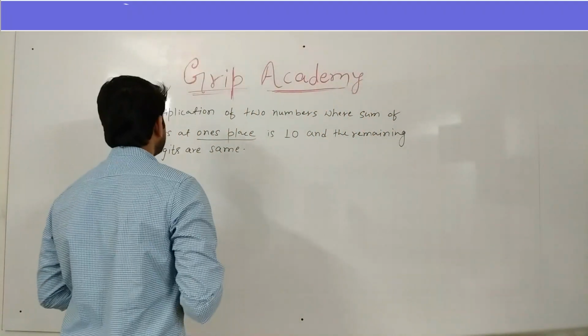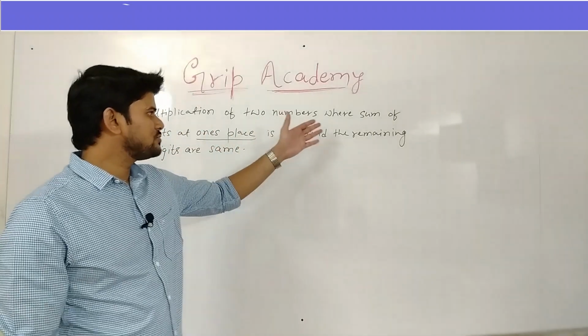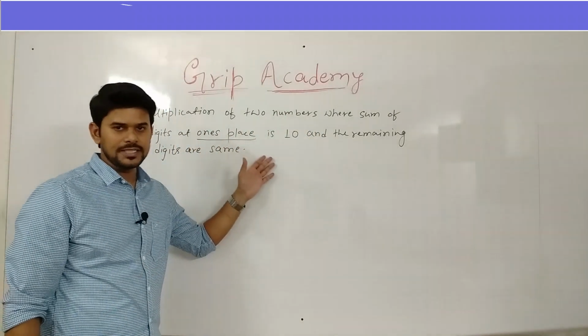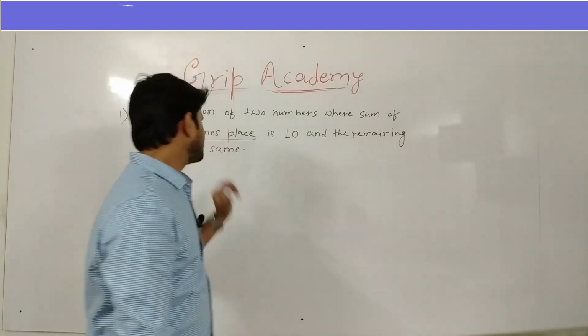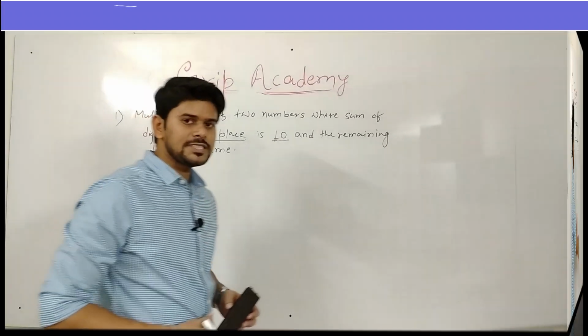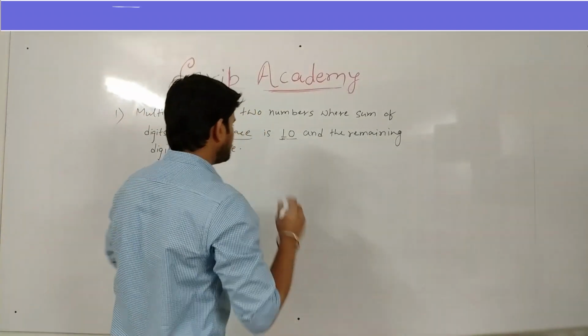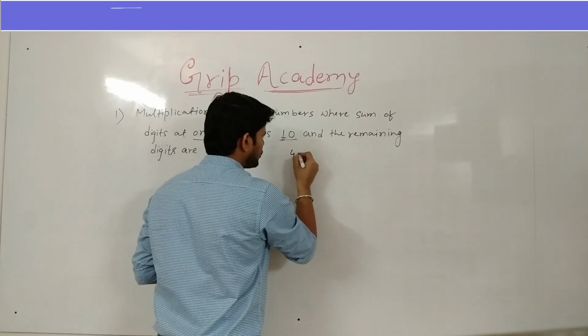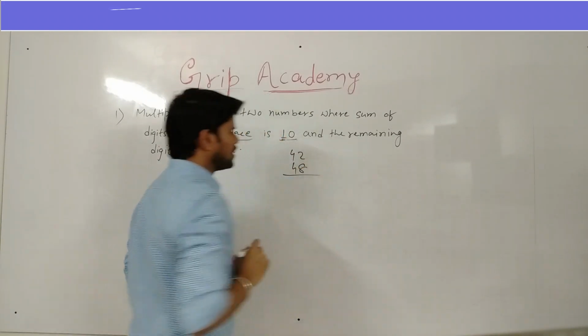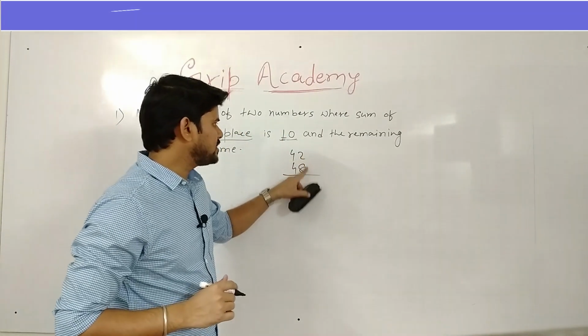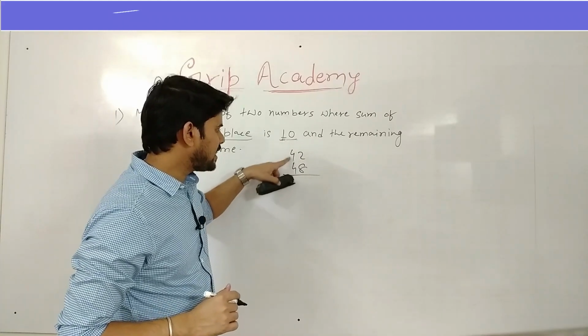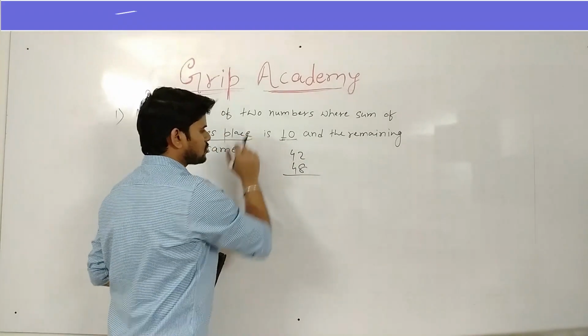So guys, the first trick is how to multiply two numbers where the sum of digits at one's place is 10 and the remaining digits are the same. Let's try to understand with the help of some examples. Consider we have to multiply 42 and 48. See here, 8 plus 2 is how much? 10. And the remaining digits are the same here, so we can use this concept.